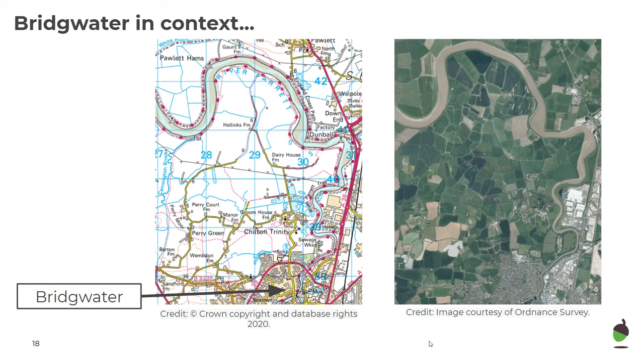So this is a good opportunity to review an OS map extract of the area around Bridgewater. Notice the lack of contour lines, showing that the area is extremely low lying. You can also see the River Parrett within this extract. The aerial photograph is also a useful tool for geographers, as it shows land use in the area more clearly.